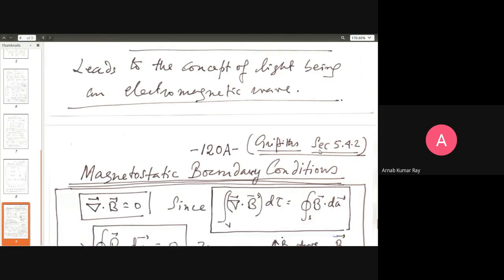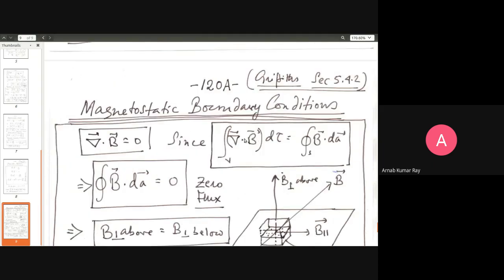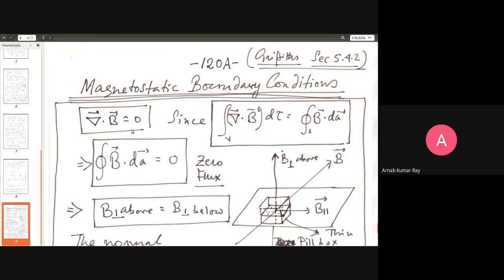This is from David Griffiths, section 5.4.2. Magnetostatic boundary conditions. Just like we talked about charges on a conductor and all that stuff when we discussed electrostatic boundary conditions, here we shall talk about magnetostatic boundary conditions. Let us see how. Divergence of B is equal to 0. Fine.